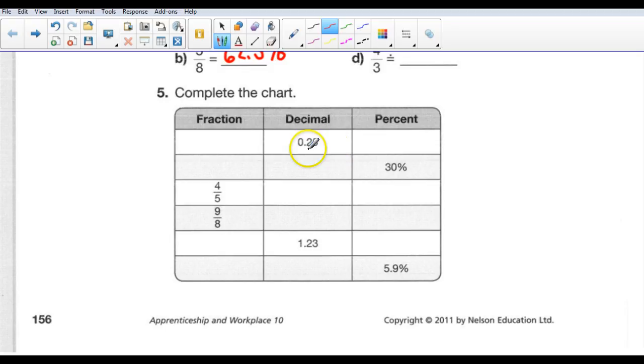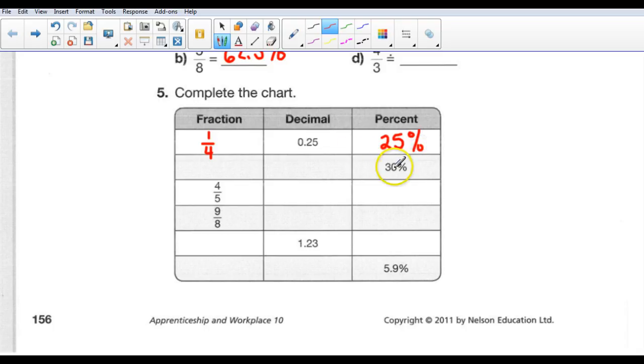So let's fill out this chart. Decimal. I'll do a couple examples. 0.25. Well, we know as a fraction 0.25 is the same as 1/4. If you have 25 cents in your pocket, you know you've got a quarter. 1/4 means a quarter. And as a percent, we just put that over 100, 25 over 100, which is 25%.